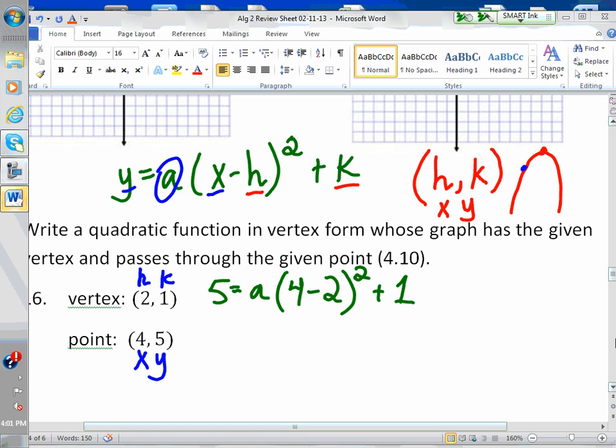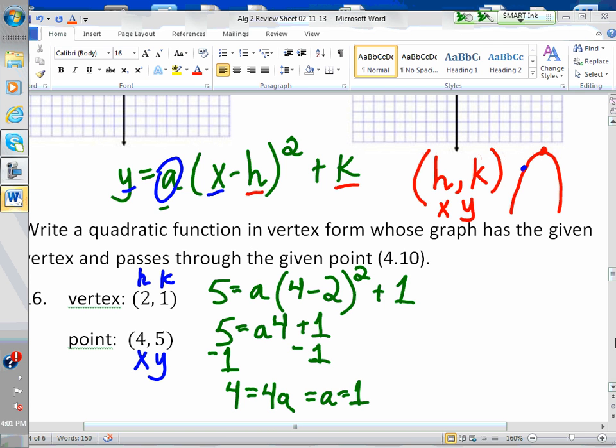Okay, then we just need to get a alone. So 4 minus 2 is going to be 2, and that squared is going to be 4. And then to that we add 1. Then we just need to combine like terms to continue to work toward getting a alone. 4 equals 4a, so it's kind of boring, but a is 1 in this case. And we do have to do all that work because we have to confirm that a is 1.